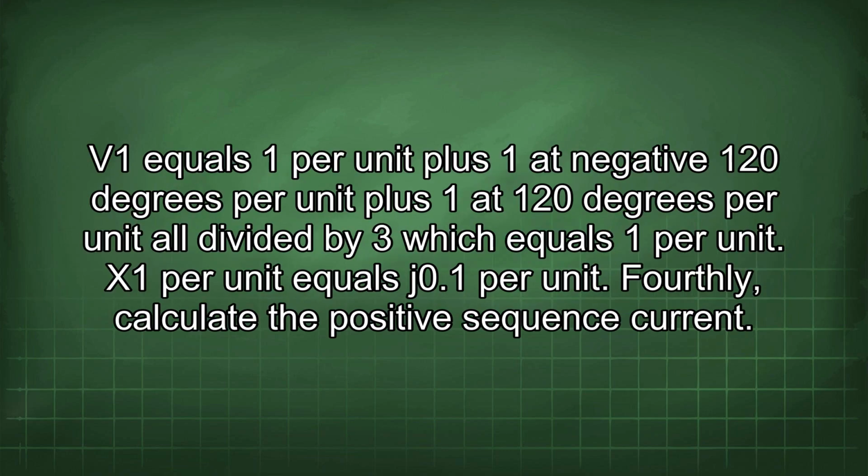V1 equals 1 per unit plus 1∠-120° per unit plus 1∠120° per unit, all divided by 3, which equals 1 per unit. So X1 per unit equals j0.1 per unit. Fourthly, calculate the positive sequence current.